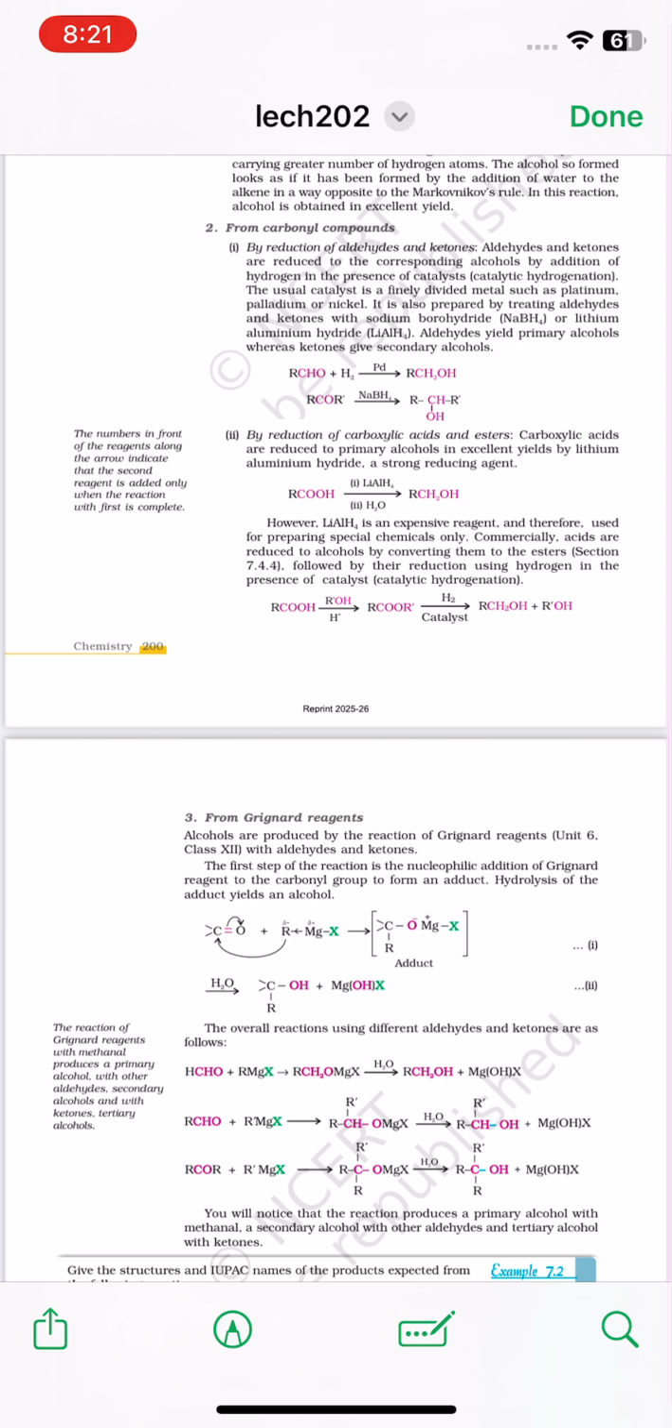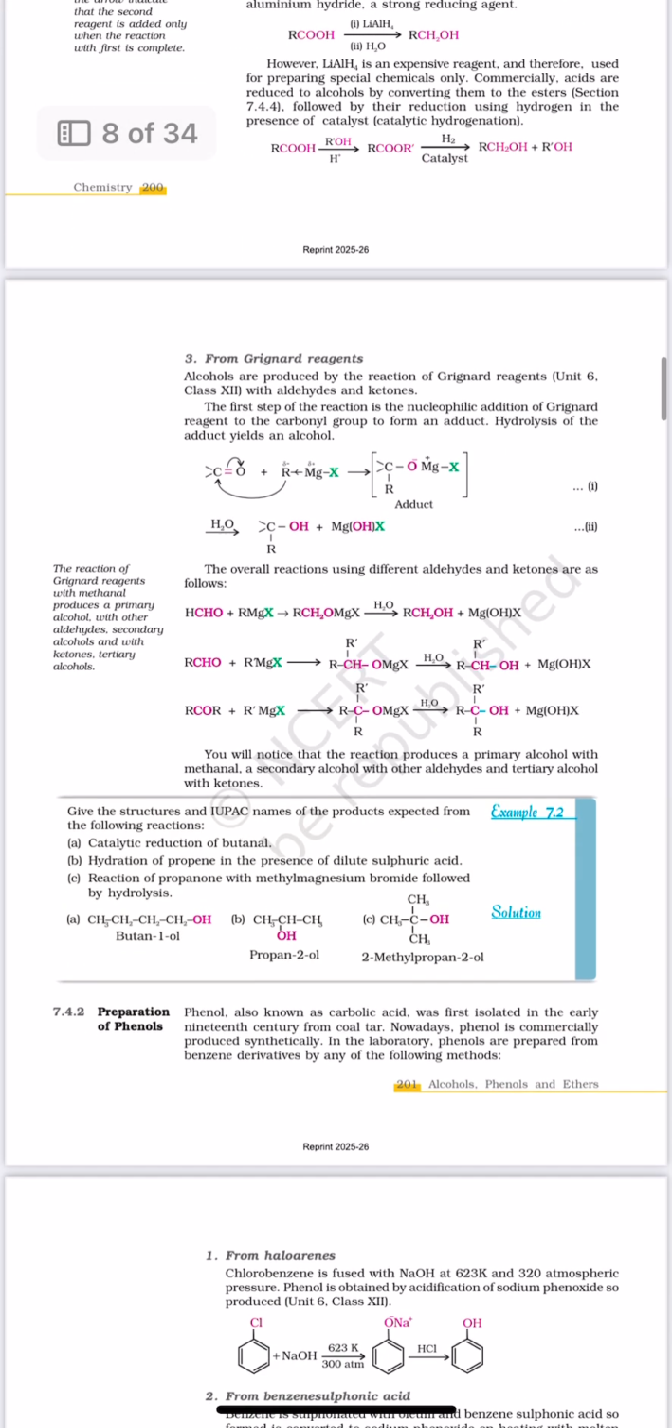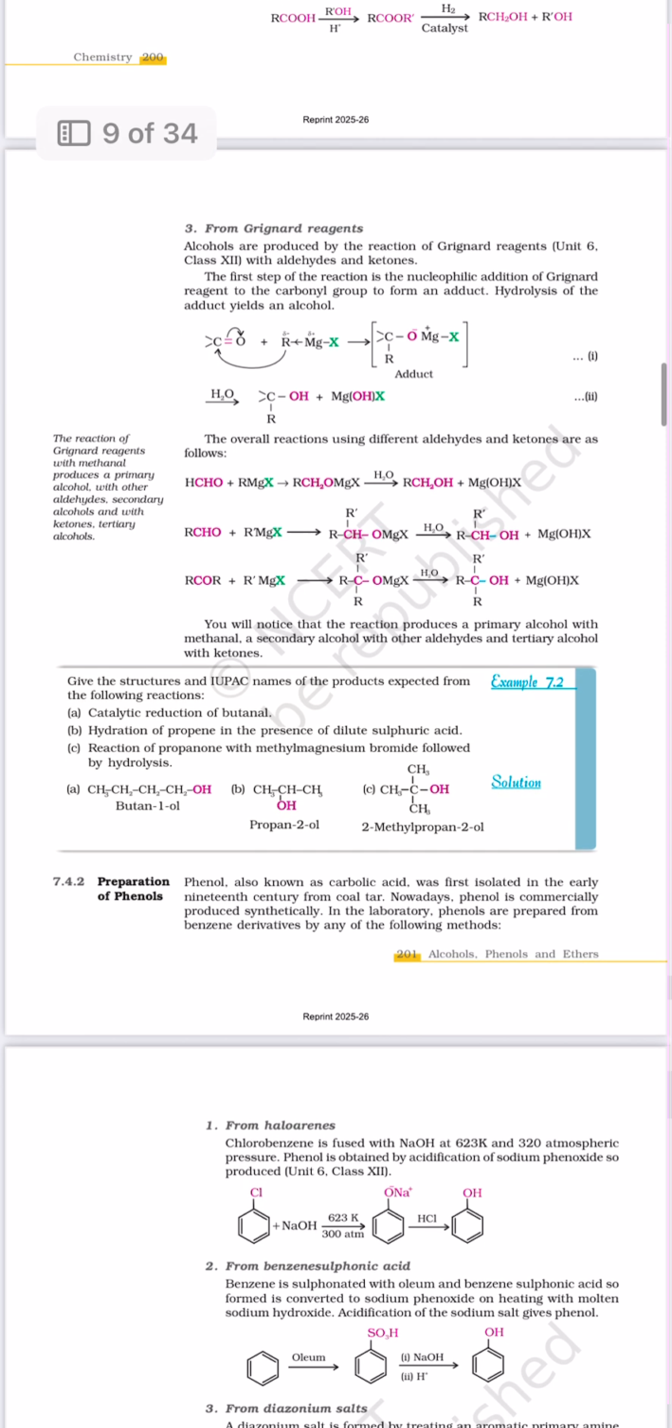By reduction of carboxylic acids and esters. Carboxylic acids are reduced to primary alcohols in excellent yields by lithium aluminium hydride, a strong reducing agent. However, LiAlH4 is an expensive reagent and therefore used for preparing special chemicals only. Commercially, acids are reduced to alcohols by converting them to esters, followed by reduction using hydrogen in the presence of a catalyst. Third, from Grignard reagents, alcohols are produced by the reaction of Grignard reagents with aldehydes and ketones.